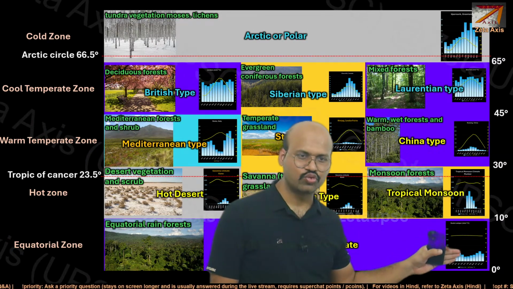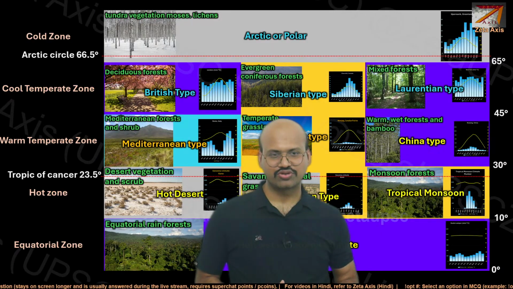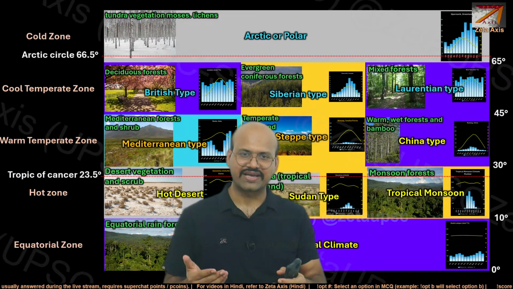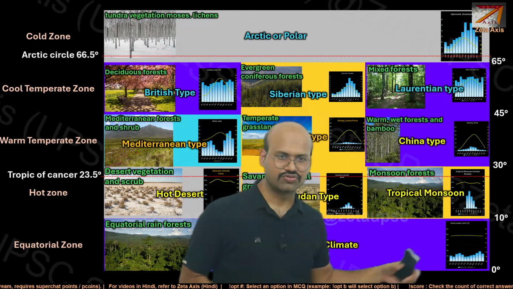We can see there are two peaks because the ITCZ, that is the intertropical convergence zone, crosses the equatorial region twice, once when it is moving north and second when it is moving south. That is why you see two peaks in the rainfall.